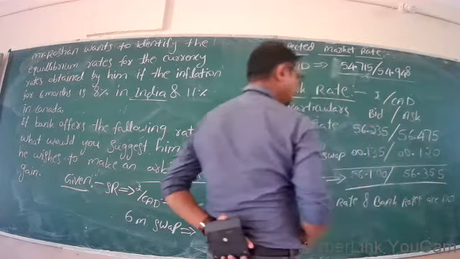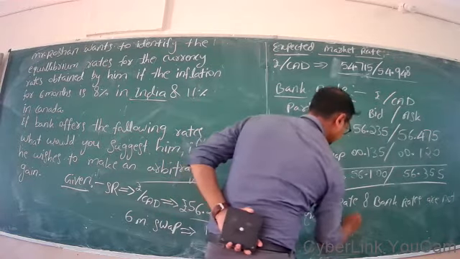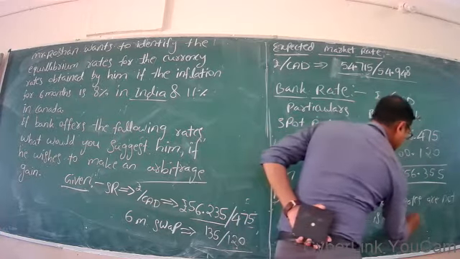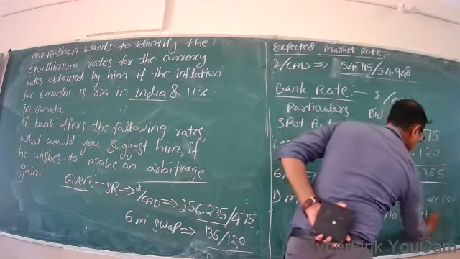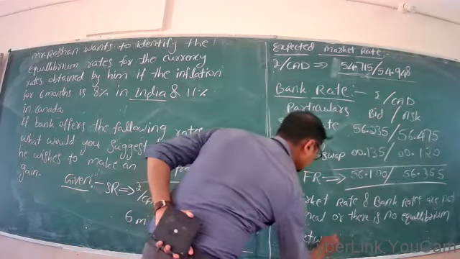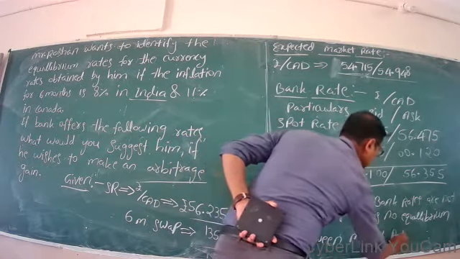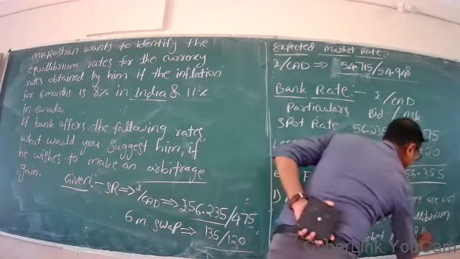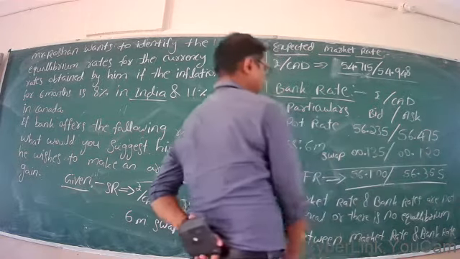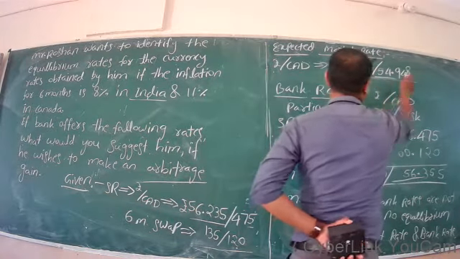Bank market rate and bank rates are not equal, or there is no equilibrium. There is no equilibrium between market rate and bank rate, right? So you have to look after these rates and you have to compare with this rate.